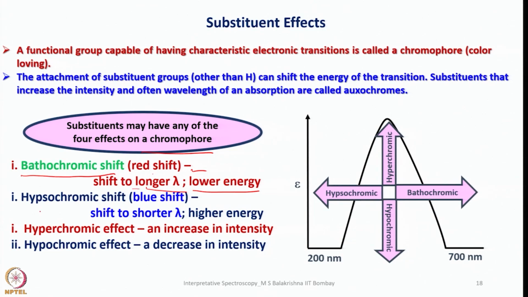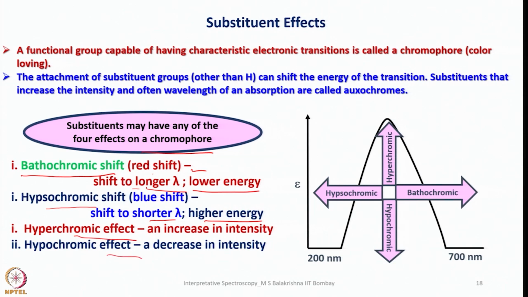transition. Then the second one is hypsochromic shift. That's also called blue shift. That means shifting to shorter wavelength and higher energy. That means when the gap increases, we need to give more energy. That's the reason it's called blue shift, and also shift to shorter wavelength and also high energy transition. What is hyperchromic effect? An increase in the intensity of the transition. Then hypochromic effect is a decrease in intensity.